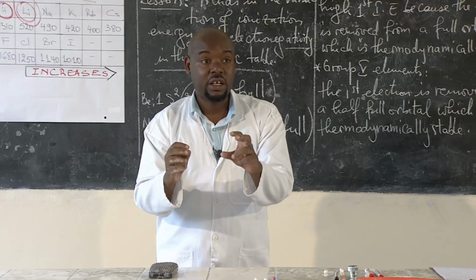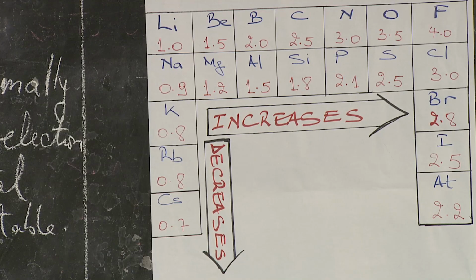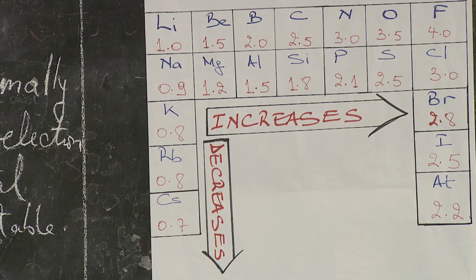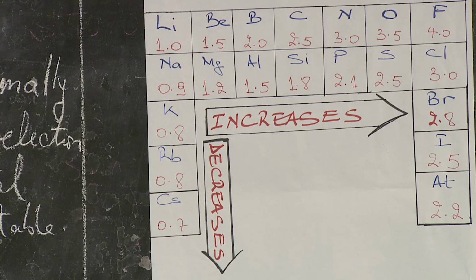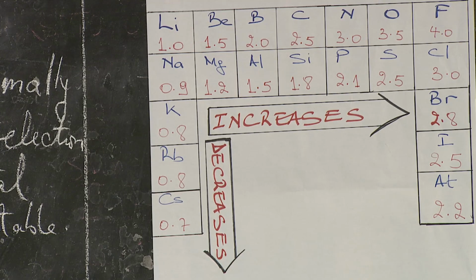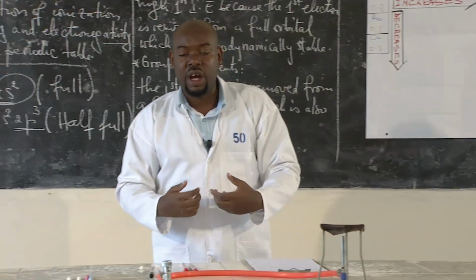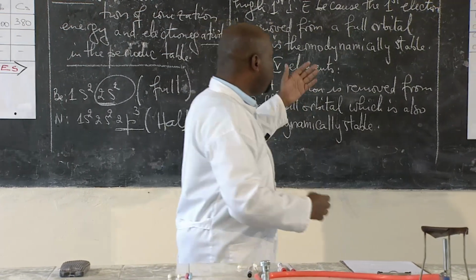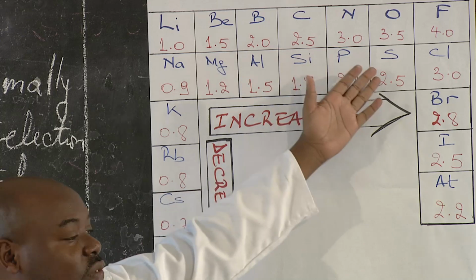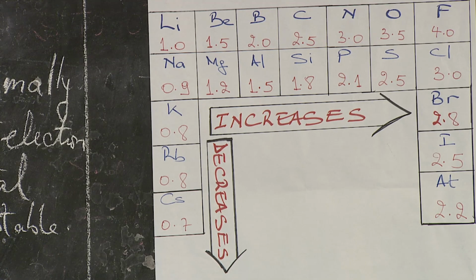And because of that, if the atom can attract its electrons more strongly, it will even be able to attract more strongly the bonding pair. If it can't attract its own electrons more strongly, it won't even be able to attract the bonding pair more strongly. So as we move across the period, electronegativity increases. Why? Because the atomic radius is decreasing and the nuclear attraction is becoming stronger.